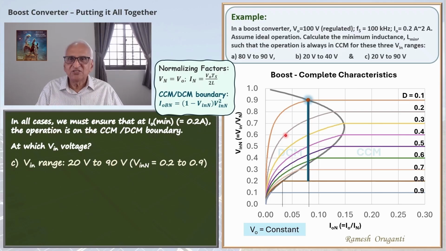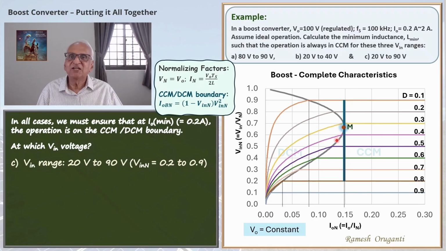So choosing the worst case as 20 volts does not work. Choosing the worst case as 90 volts, that also does not work. So we have to stay clear of the DCM region here. We will move this vertical bar to the right so that it just touches the boundary curve as shown. Now it touches it at the peak point which we have determined earlier. So this is the peak point M.